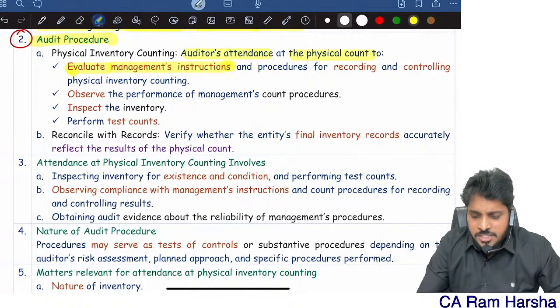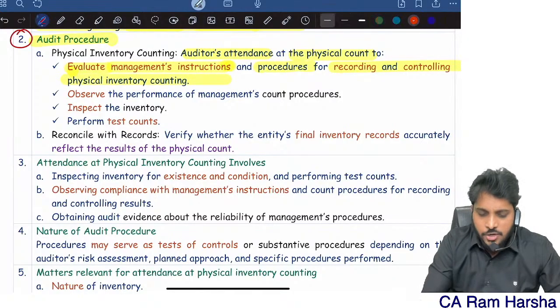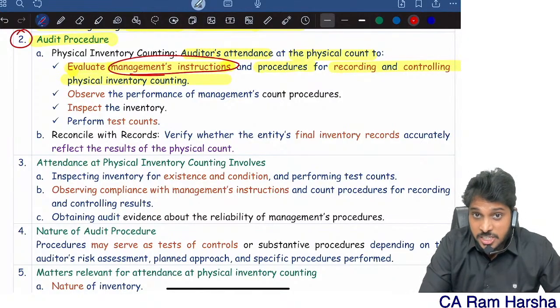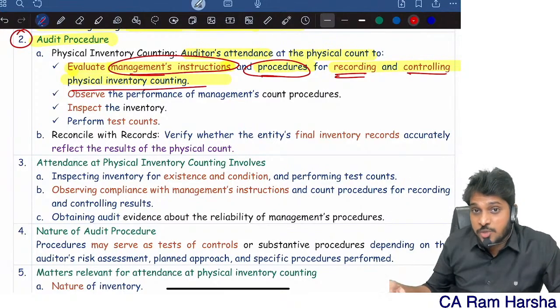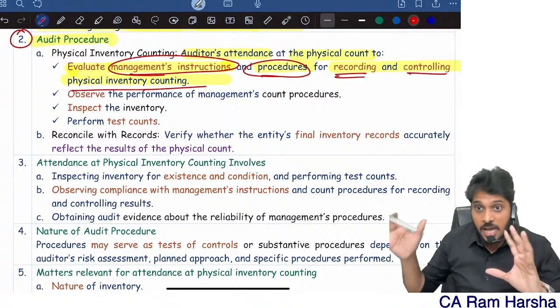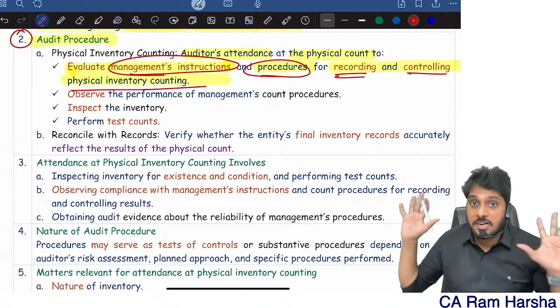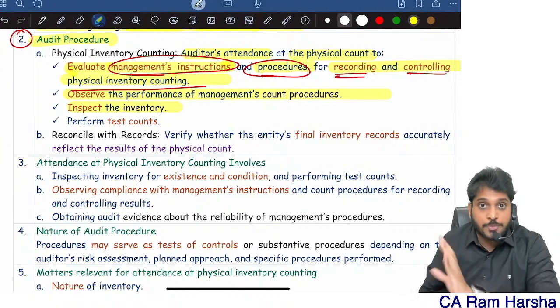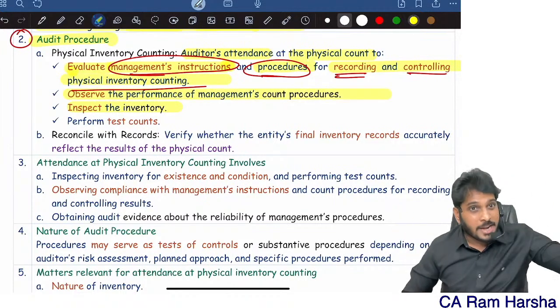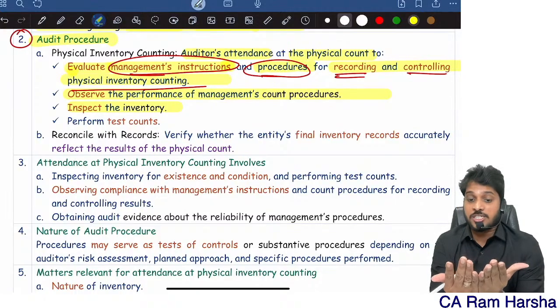Evaluate management's instructions and procedures for recording and controlling. Look at what management's instructions are. Look at how they are recording and controlling the counting. How are they counting it? What instructions did management give for counting? Are the counting procedures correct or not? First to look at. Inspect the inventory. Observe the count procedure. How are they counting? First look at the management instructions for counting.